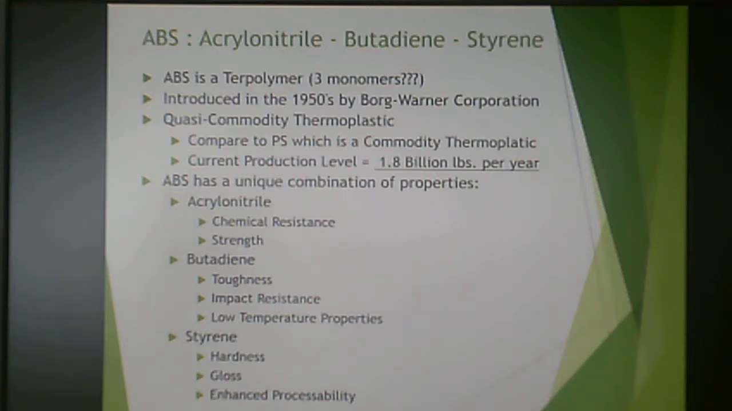And it is currently made, ABS, at 1.8 billion pounds per year. It has unique properties based on the combination of the 3 monomers that are used in the backbone. Acrylonitrile gives chemical resistance and strength. Butadiene enhances toughness and impact resistance and gives it low temperature properties, in other words, it remains flexible at lower temperature. And styrene produces hardness, gloss, and enhanced processability in the formulation.